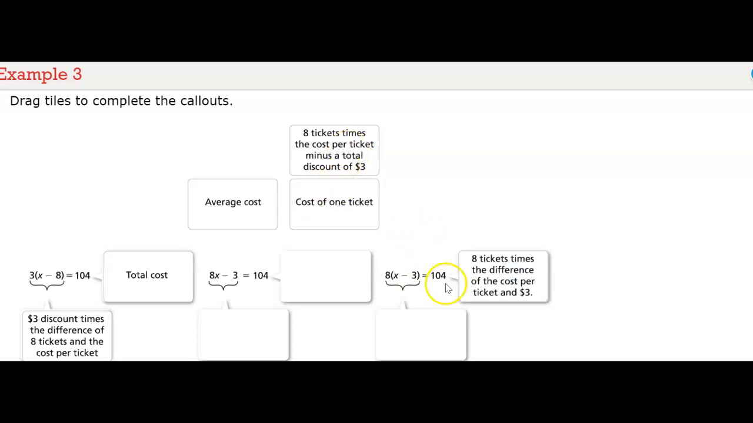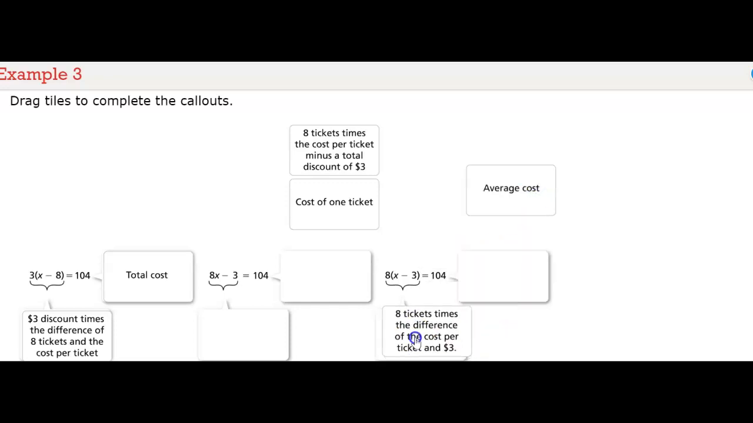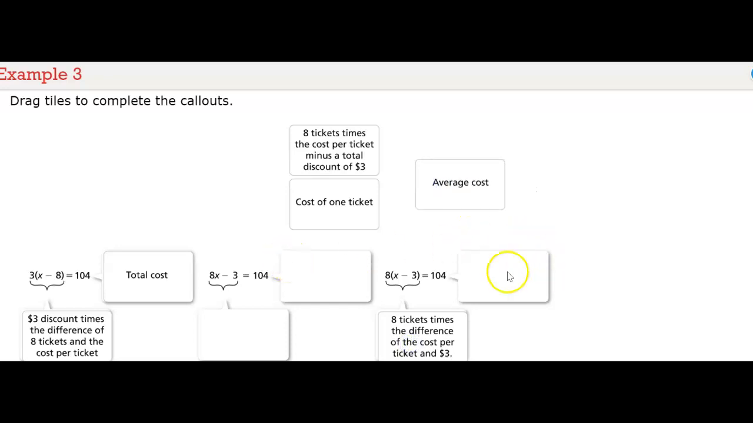And the total cost of would be here. Can't use the same one twice. Let's see. Let's see if we put. I don't know if we can use the one. It would be total cost. I put it in the wrong spot. That goes here. And it should be total cost, but yeah, this one should be total cost as well, but I don't think you can reuse the tiles.